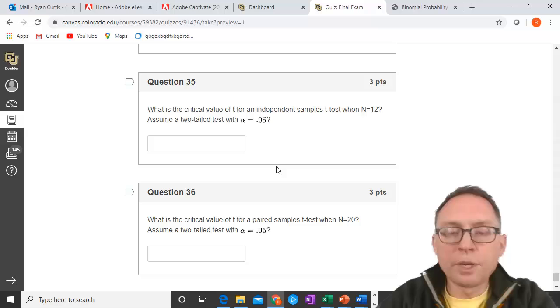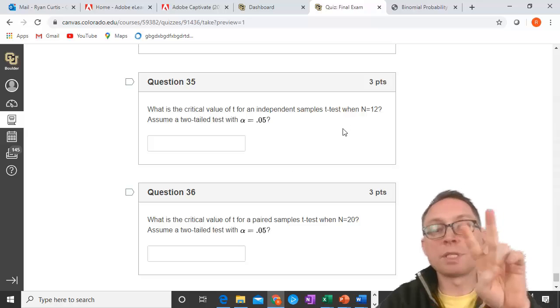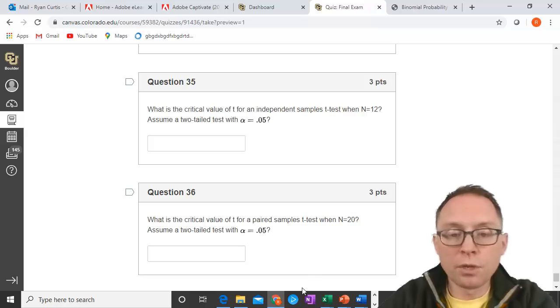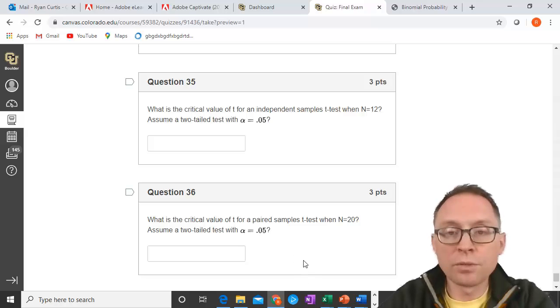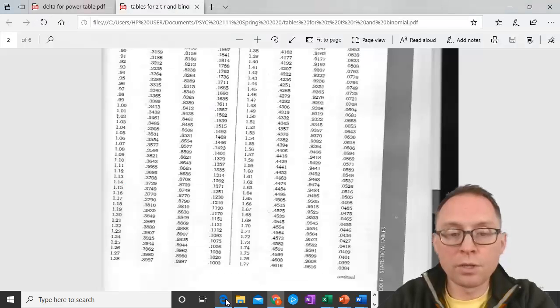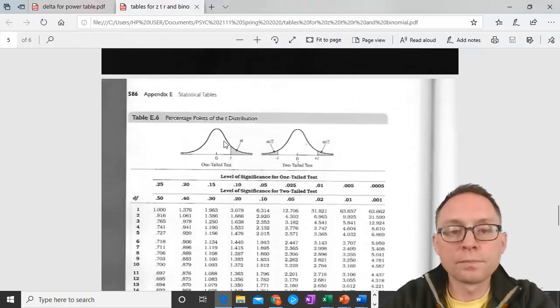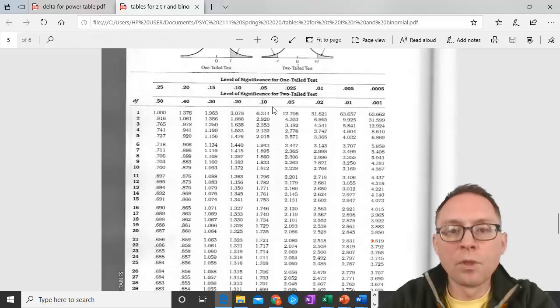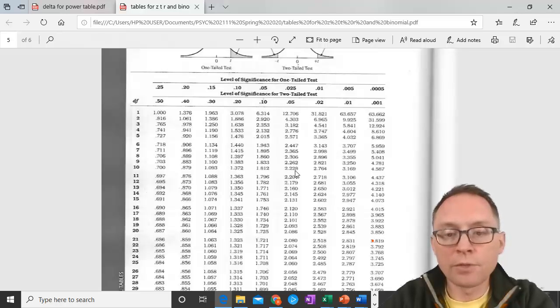What is the critical value of a t for an independent samples t-test where n equals 12? Assume a 2-tailed test, alpha equals 0.05. All right, so you need a t-table for this. For an independent samples, it's n minus 2 is the degrees of freedom. So the degrees of freedom of n minus 2, that means the degrees of freedom is 10. And then let's go ahead and look at the t-table for this. Here's a t-table. 2-tailed test, degrees of freedom of 10. Critical value is 2.228. N minus 2 is the degrees of freedom. Two-tailed test. Alpha equals 0.05, 2.228.